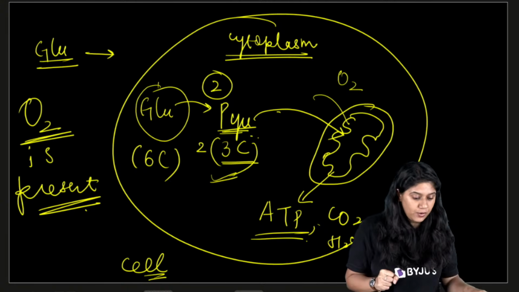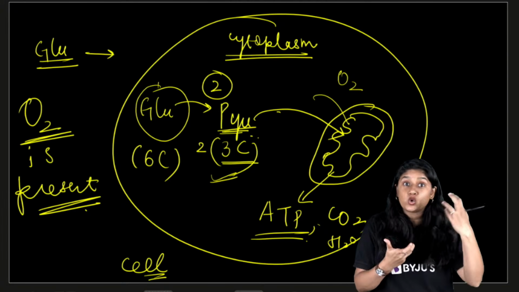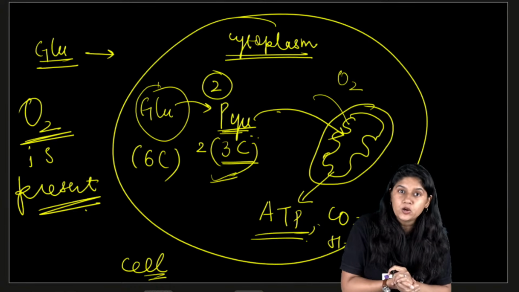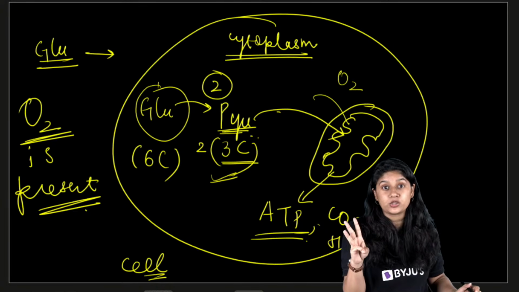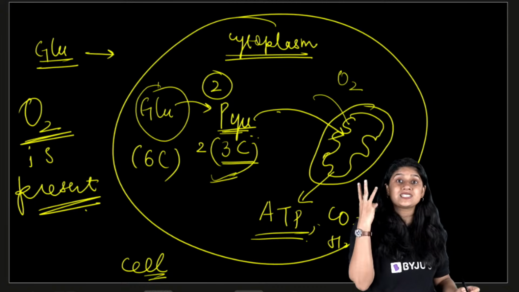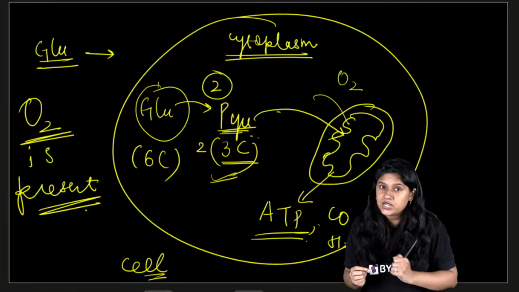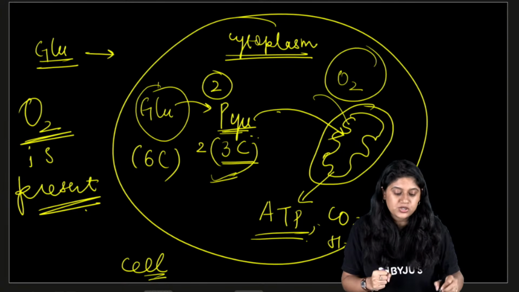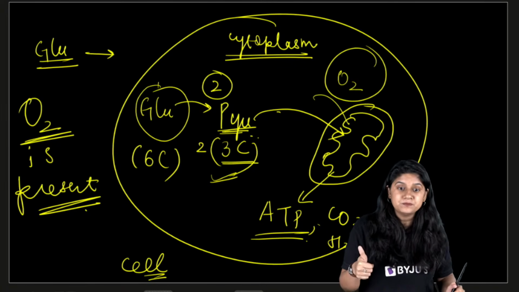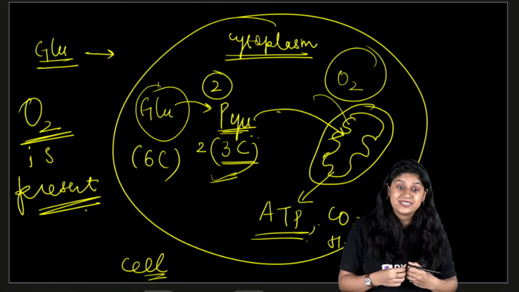So what is happening now? Glucose will be entering into the cell. We have glucose, which is a 6-carbon molecule. It is broken down to pyruvate, which is a 3-carbon molecule. We have 2 molecules of pyruvate, and each pyruvate molecule has 3 carbon. This pyruvate will enter into the mitochondria now, along with the oxygen, and we'll see the formation of ATP. Clear, everyone? Yes, very good.